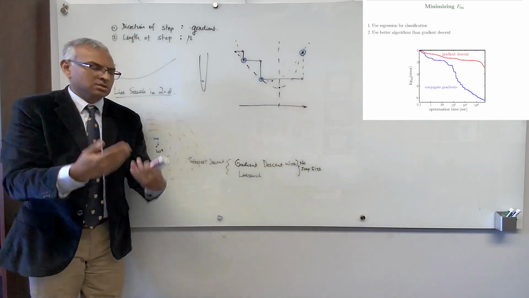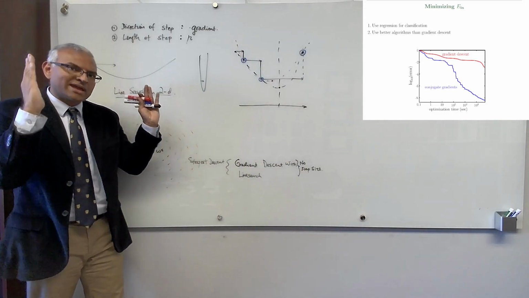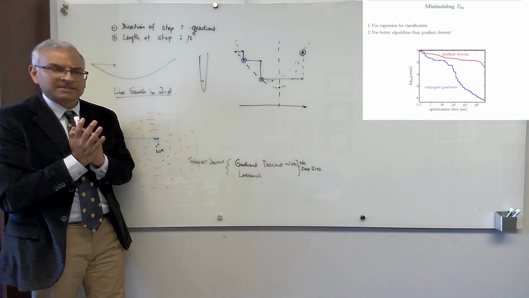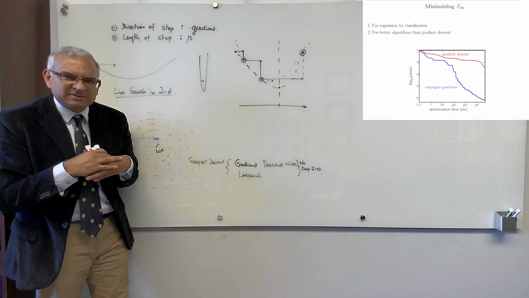In both cases, you maintain this U, you maintain a bracket for the minimum, and you very rapidly shrink the length of that bracket. Okay? So line search is very efficient.